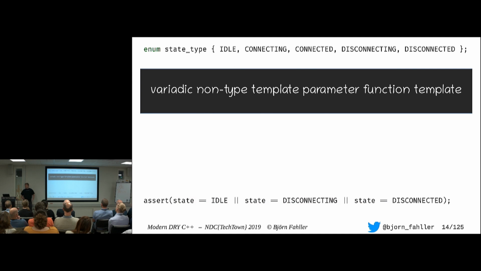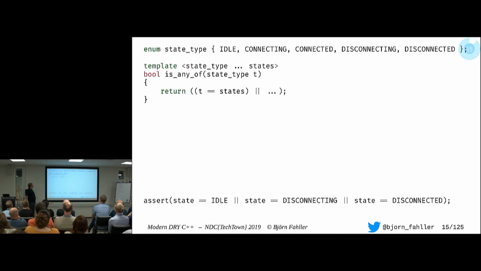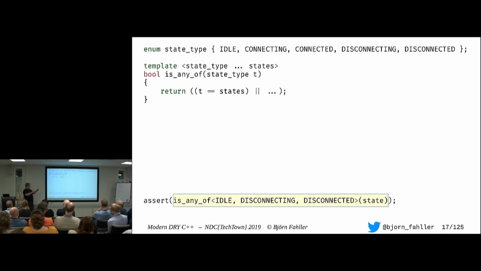Let's try a variadic non-type template parameter function template. That's poetry. So we can write like this. Is any of that takes a state type, and we have as template parameters several state type values, and the fold expression that you have seen before. So state type can be used as a non-type template parameter because it's an enum. Enums are easy to handle in this way. And then we can write the code like this. Is any of idle, disconnecting, disconnected, state.